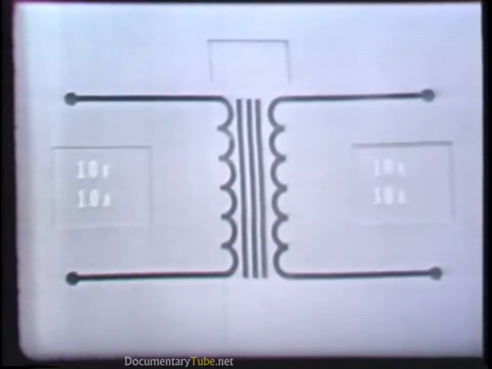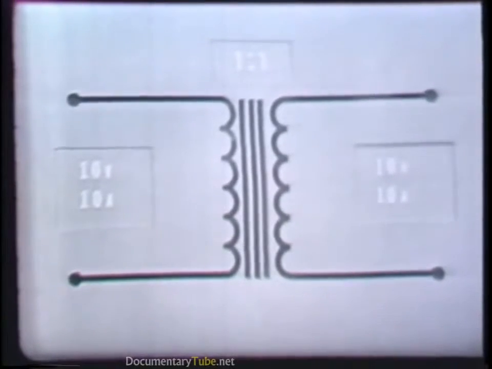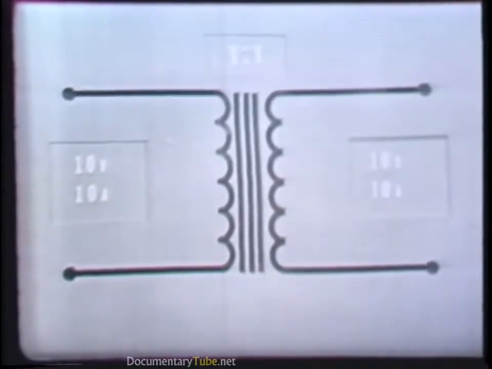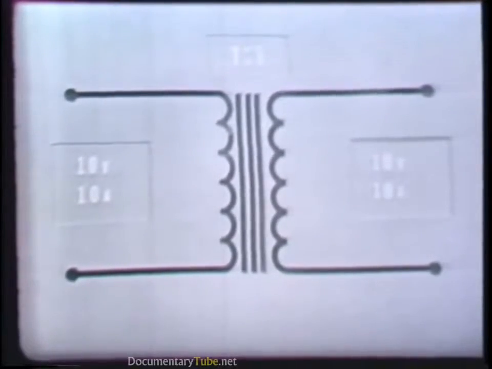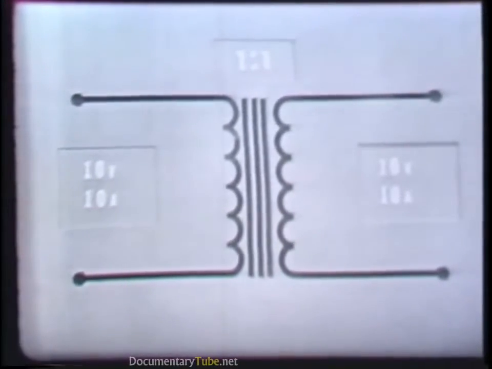Now, thus far, you've seen that if the secondary of a transformer has more turns than the primary, the voltage is stepped up. Whereas if the secondary has fewer turns, the voltage is stepped down. Later you'll see transformers in which the primary and secondary have the same number of turns. Such a transformer has a turns ratio of 1 to 1. Unlike the step-up and step-down transformer, a 1 to 1 transformer neither increases nor decreases voltage. The voltage and current available at its secondary is the same value as that applied to its primary.